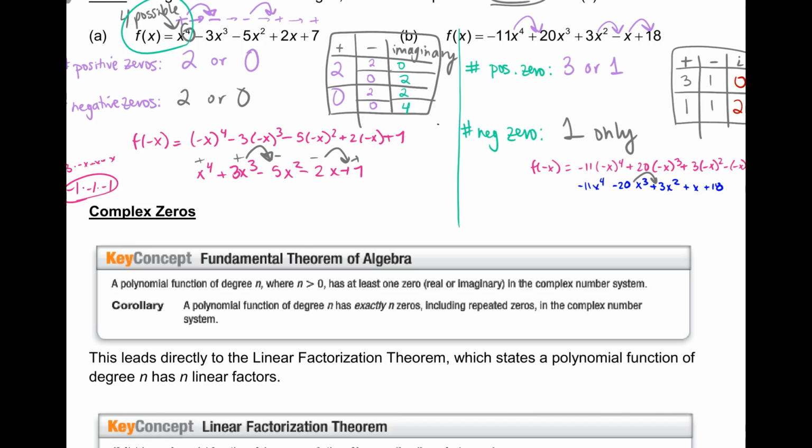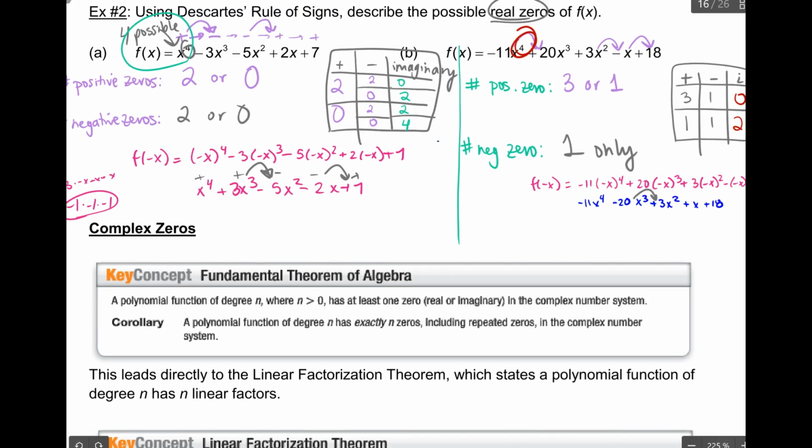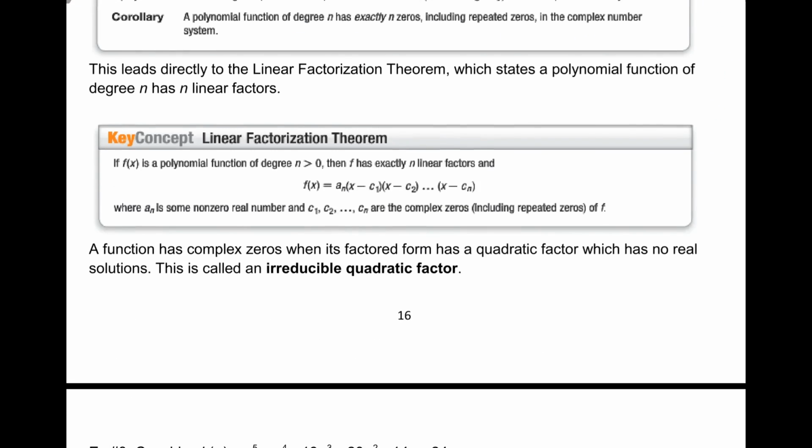So what this means is when I said 4 possible zeros up here, that would mean maybe none of them are imaginary, as in this first case, but I could have 3 positive zeros and 1 negative, or I could have 1 of each and 2 imaginary. So every single time they add up to the total of my exponent. This leads directly to the linear factorization theorem, which states a polynomial function of degree n has n linear factors.